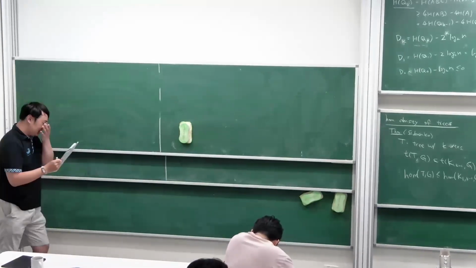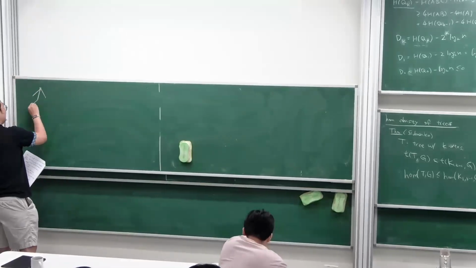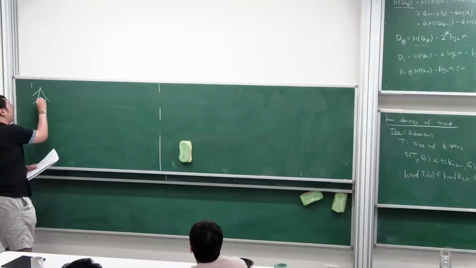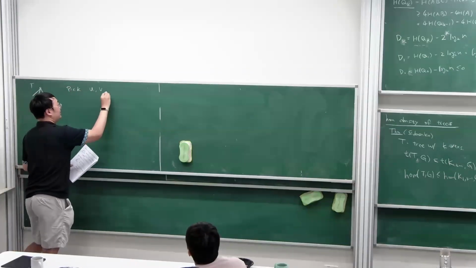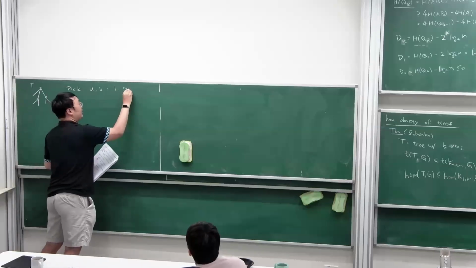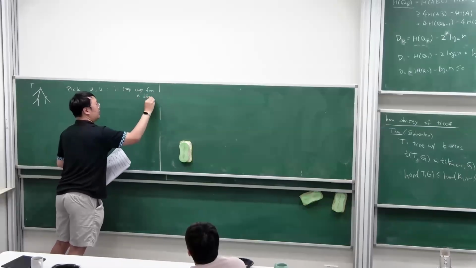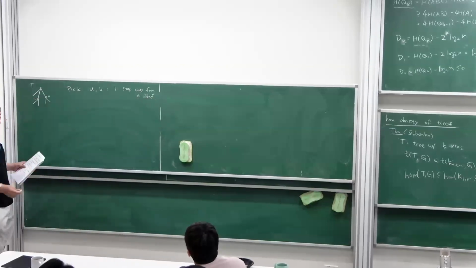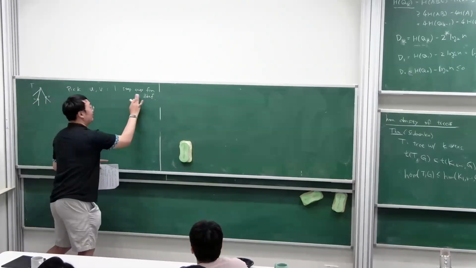Okay. So in the picture, you have this X_T, where T is a tree. And let's pick two vertices, U and V, one step away from a leaf. So I'm going to pick this to be U and this to be V. I'm picking two different vertices that both of them are one step away from some leaf.